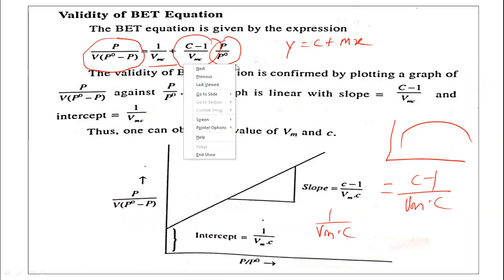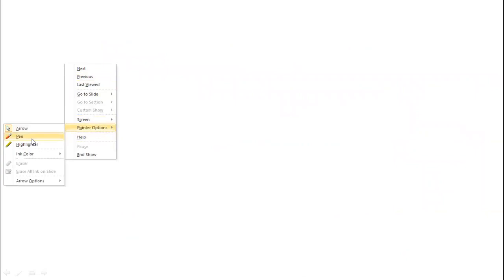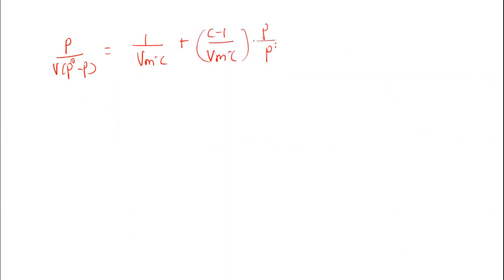Okay, so I would like to write this equation now. The BET equation: P upon V into (P0 minus P) is equal to 1 upon Vm into C plus (C minus 1) upon Vm into C into P upon P0. So this is the BET equation.